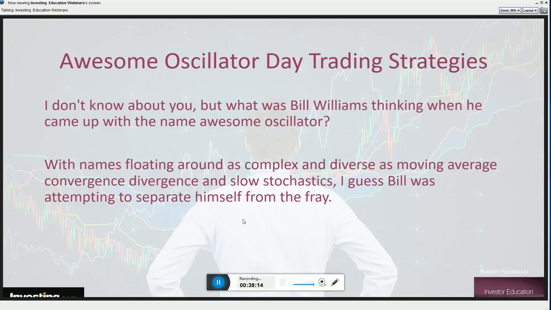Then we have awesome oscillator day trading strategies. These are combining these together into strategies to trade. With names floating around as complex and diverse as moving average convergence divergence and stochastics, I guess Bill is attempting to separate himself from the fray. Bill Williams is the one who came up with the awesome oscillator.